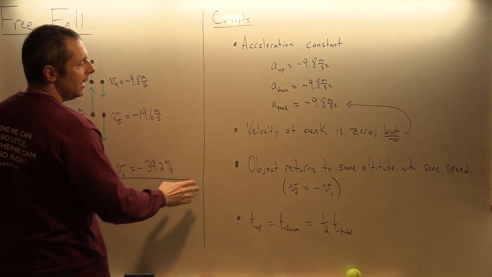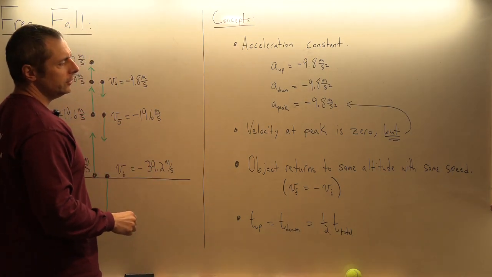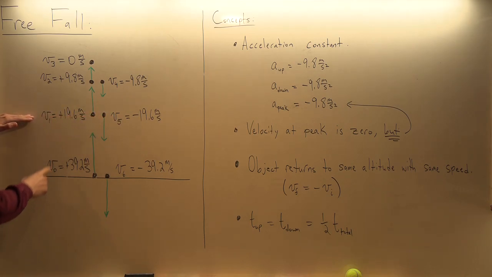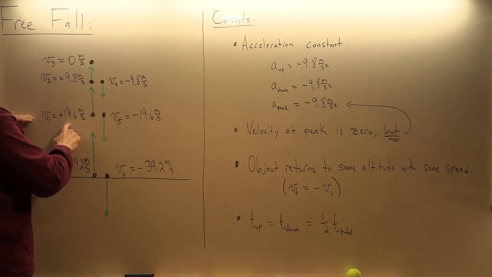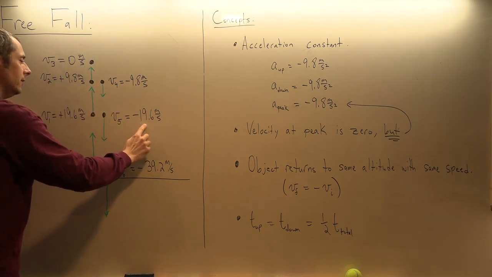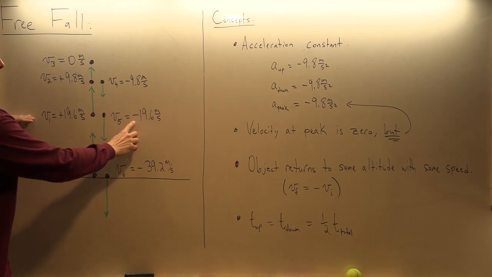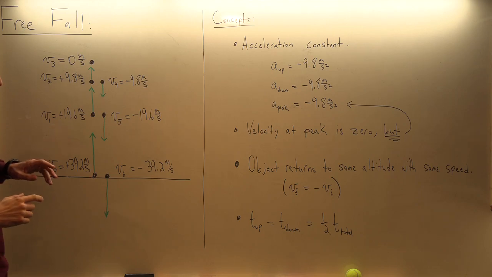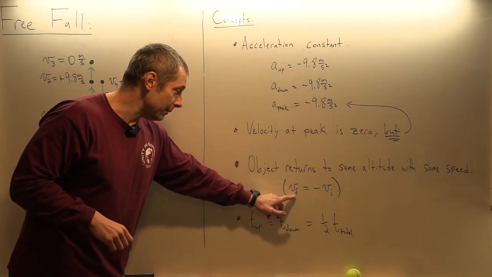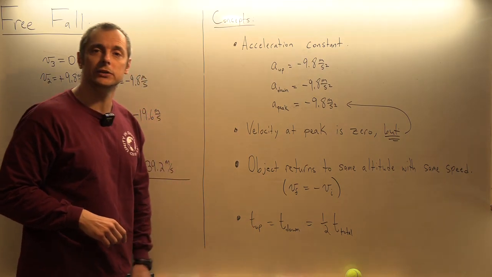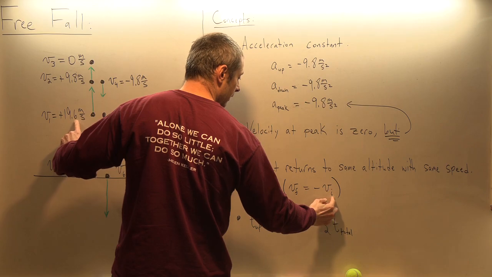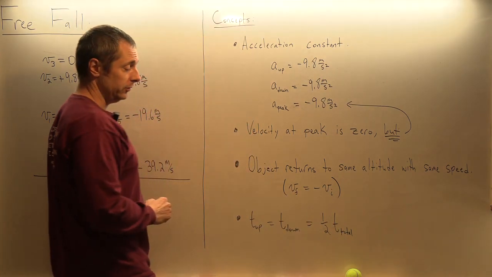I just explained that. And then the object returns to the same altitude with the same speed. Notice if I look at this altitude right here, when it's passing, it passes with positive 19.6 velocity. When it comes back, the speed is the same, but the direction changed, so it just has a minus sign in front of the number now. So that's how I write that mathematically: V final is the negative of the V initial. In other words, when we had 19.6 at this altitude, the final is negative 19.6.